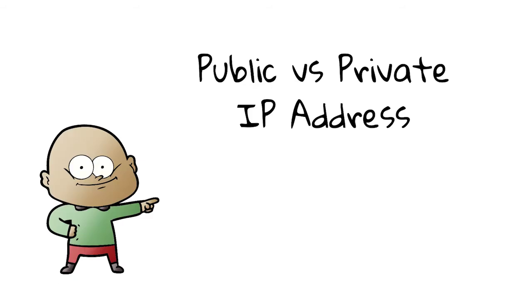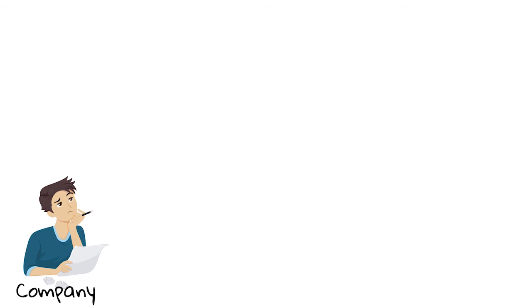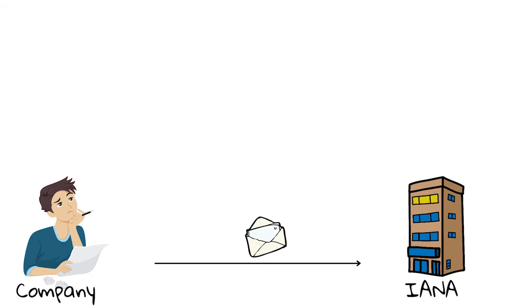There are two types of IP addresses, public and private. For us to understand the difference, we'll need to rewind time to when the internet started. In those days, if you wanted your computer to be on the network, you had to make an application to an internet registry organization for an IP address block.